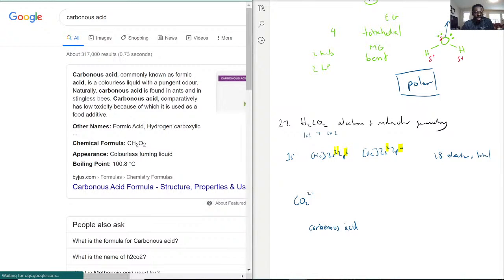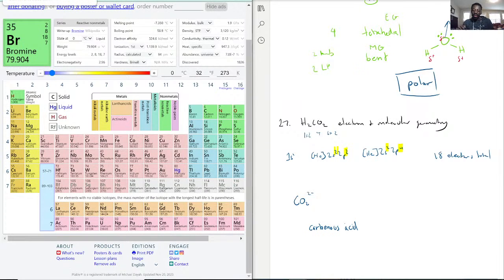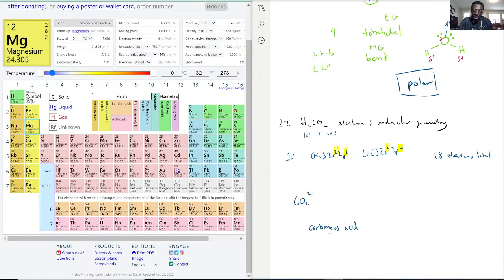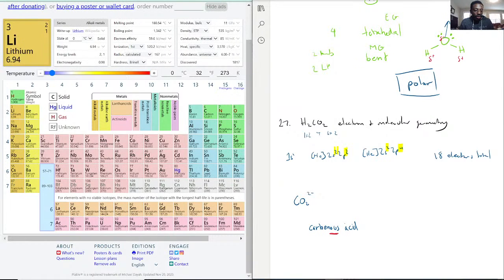So exactly, it goes from ate to ick, and from ite to ous. So carbonous acid. That is a name, okay? When they're asking the question, the name of the compound, it is carbonous acid.